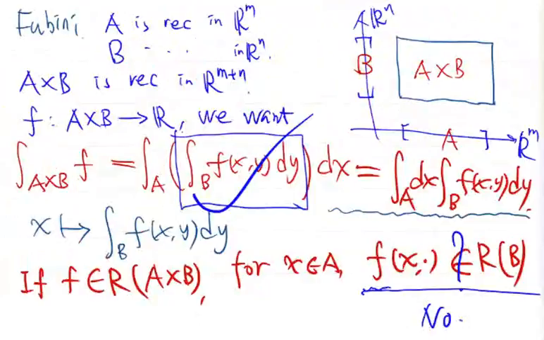You take a partition of A. Okay, you take a partition of A here, and you take a partition of B. Then you will obtain a partition of the Cartesian product rectangle A and B, A cross B.